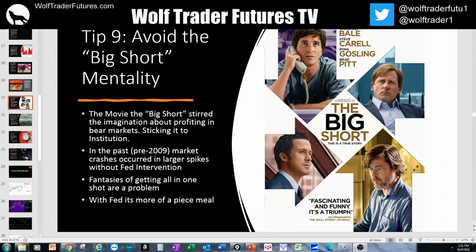Tip number 9 is avoid the big short mentality. So everybody seen the movie? So this was the Big Short, which was about the 2008 financial crisis.